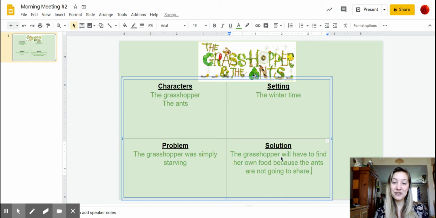All right, so you guys should have a chart like this to fill out. If you already did it, excellent. If not, it'll be set up just like this. You'll just have to write right below where it has the characters, setting, the problem, and the solution.